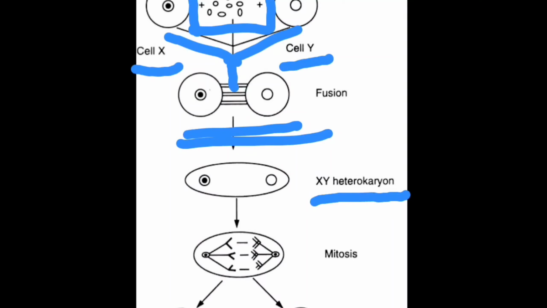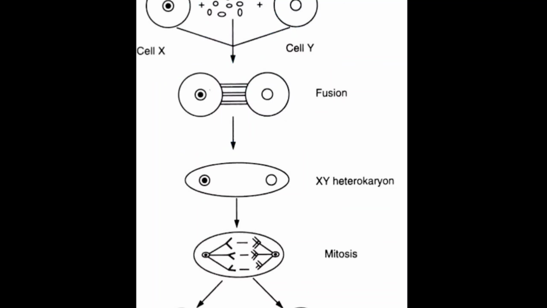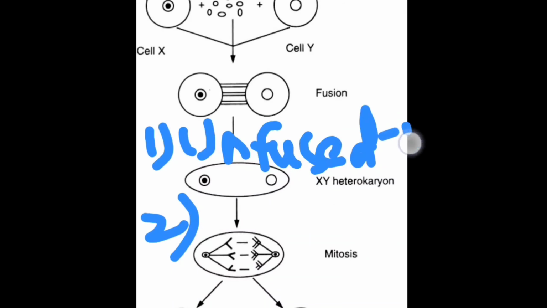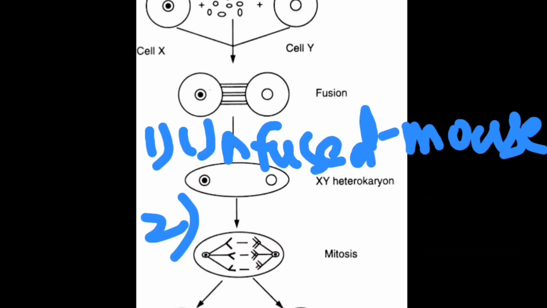But here we will have different types of cells. During the fusion, we will have three types of cells. The first one will be called unfused mouse cells. Okay? I'll be writing it as mouse. Unfused mouse cells. The second will be called unfused human cells.